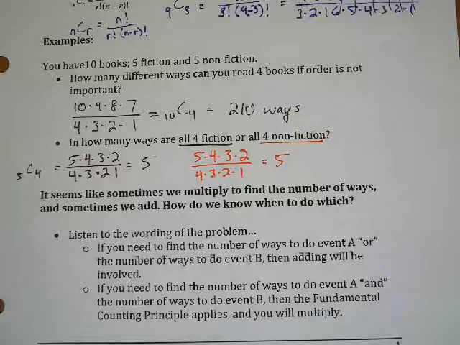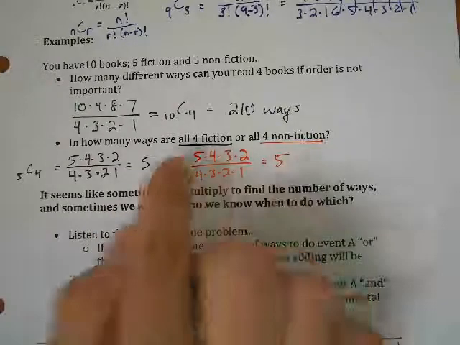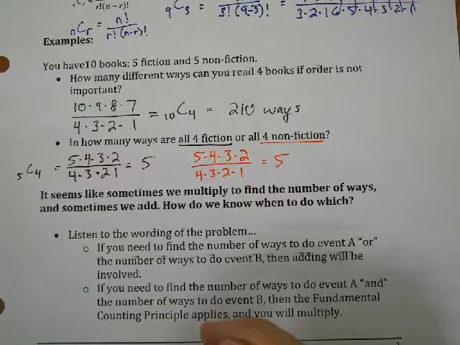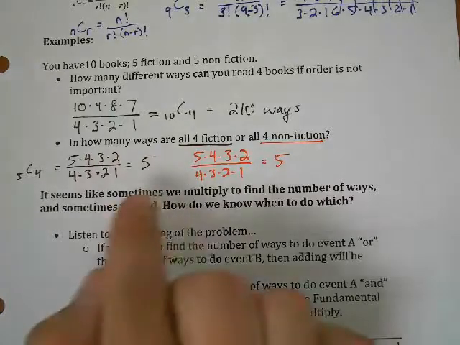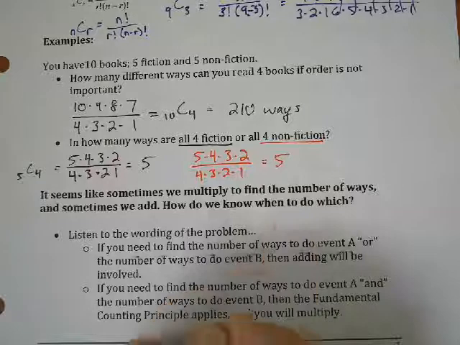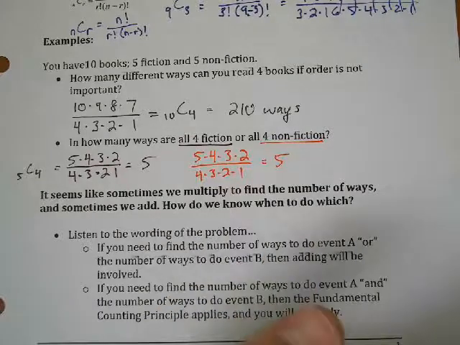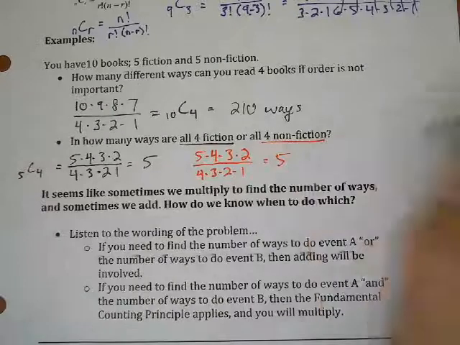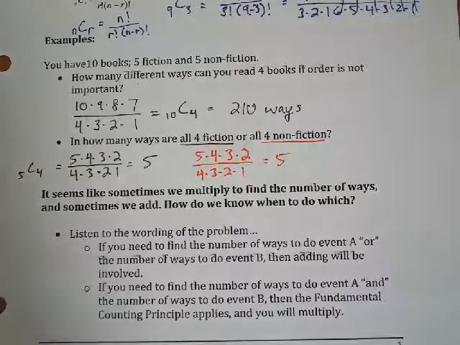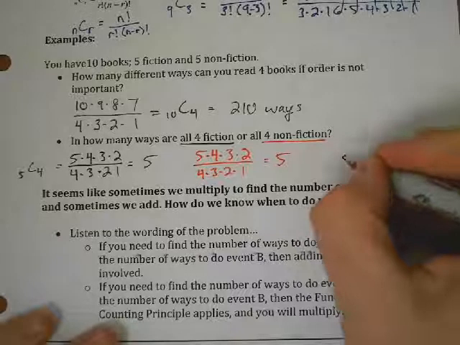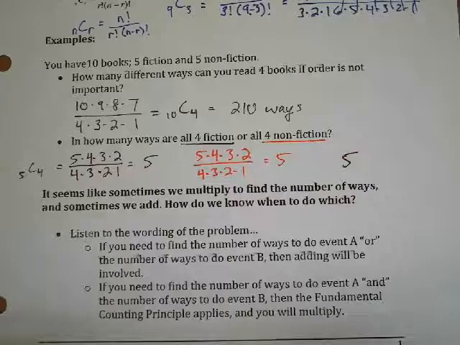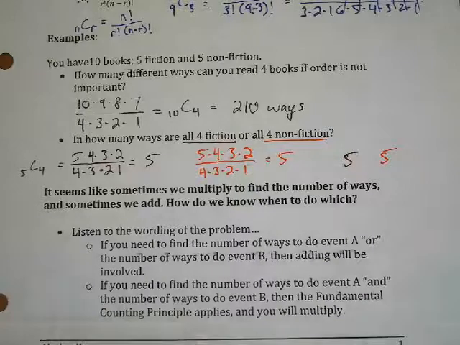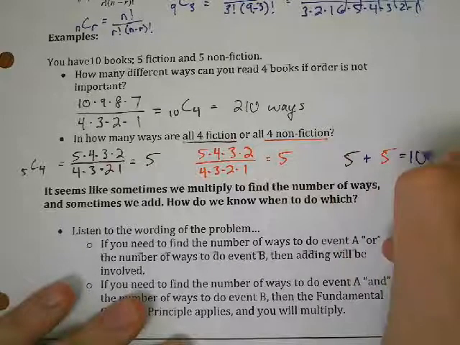So when it's asking us a question, how many ways total are there to read all 4 fiction or all 4 non-fiction? It's asking us one or the other. It's not saying how many ways can you read 4 fiction and then 4 non-fiction. It's saying how many ways can you do this or that. So whenever we see that word or like that, all we have to do is take our 2 results that we got. 5 ways to read fiction and 5 ways to read non-fiction. And we are going to add them to get a total of 10 ways to do this.